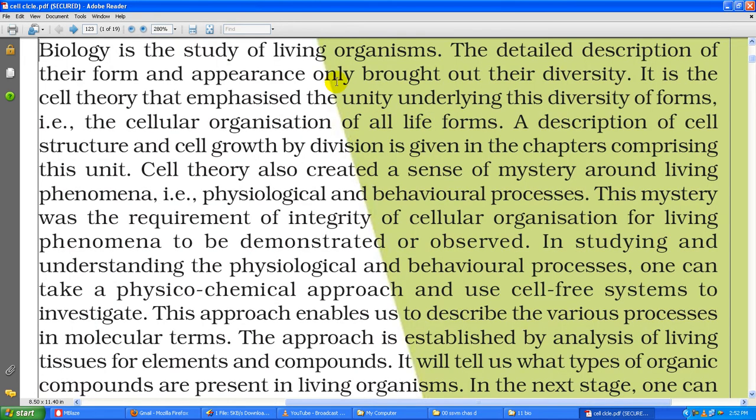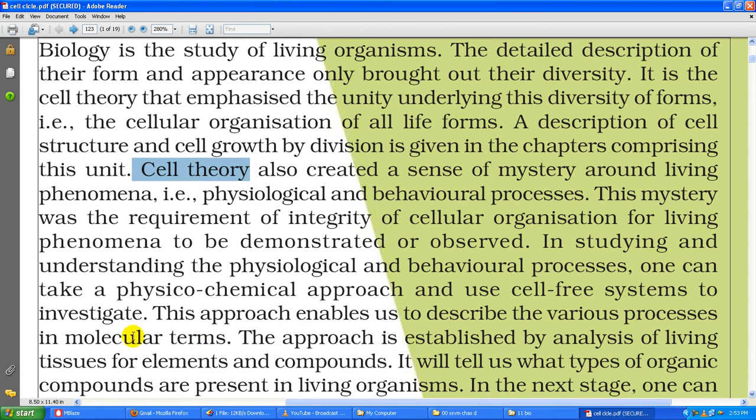Biology is the study of living organisms. The detailed description of their form and appearance only brought out their diversity. It is the cell theory that emphasizes the unity underlying this diversity of forms, i.e., the cellular organization of all life forms. A description of cell structure and cell growth by division is given in the chapters comprising this unit. Cell theory also created a sense of mystery around living phenomena, i.e., physiological and behavioral processes. This mystery was the requirement of integrity of cellular organization for a living phenomena to be demonstrated or observed.